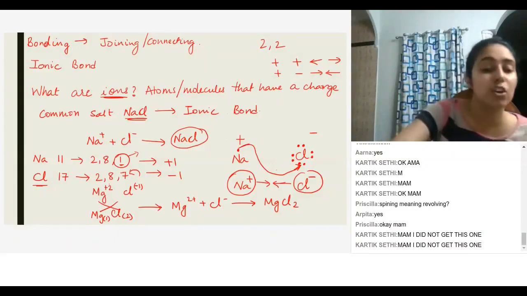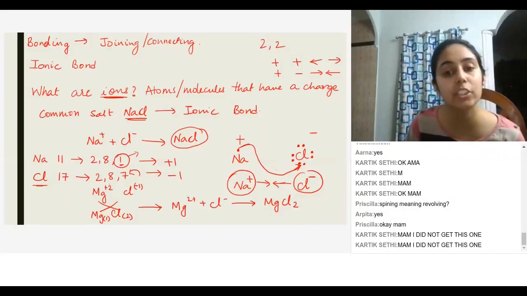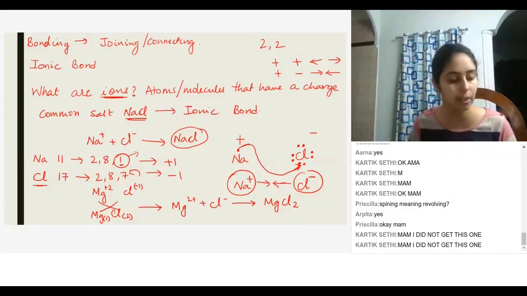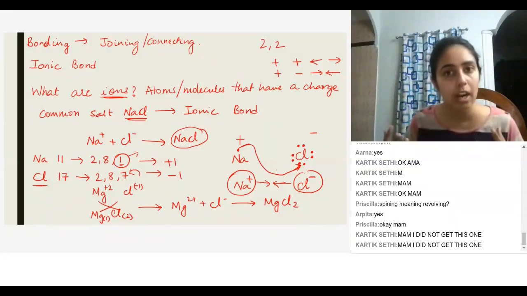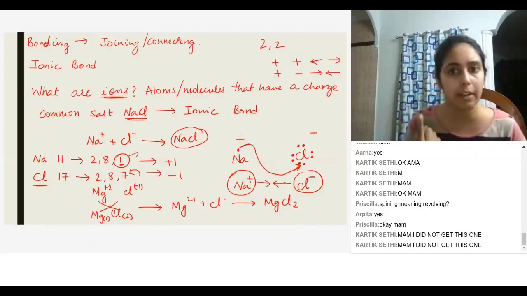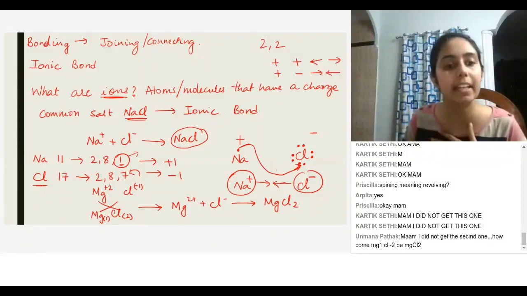Very good. So tell me, how many electrons does magnesium have to give away in order to attain the octet rule? 2. So how many electrons does chlorine need in order to attain the octet rule? 1. Now I know magnesium has to give away 2, but chlorine only wants 1. So what do I need to do? I need to bring one more chlorine so that the second electron of magnesium can be taken away by 2 chlorines. Does that make sense?